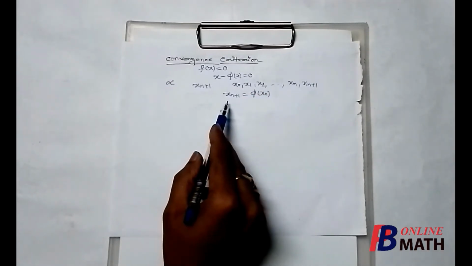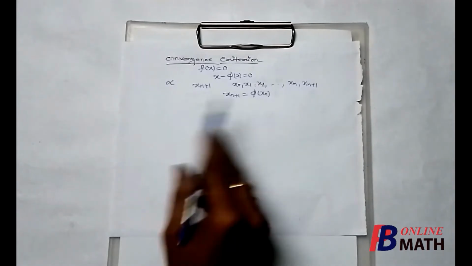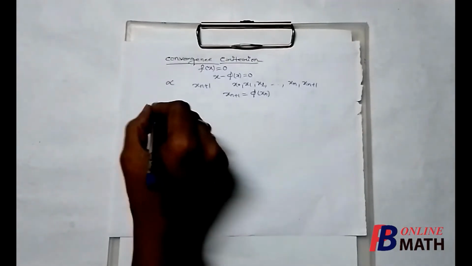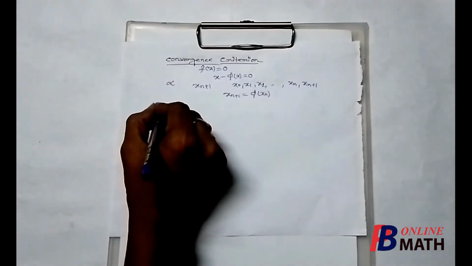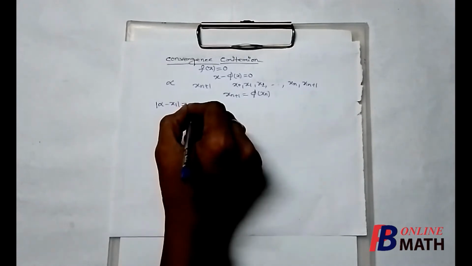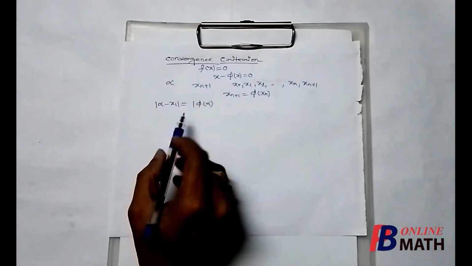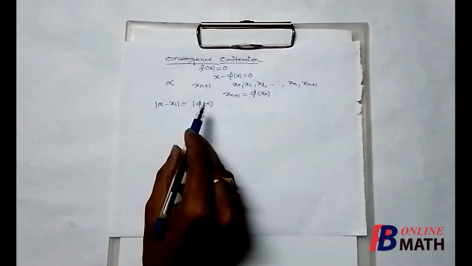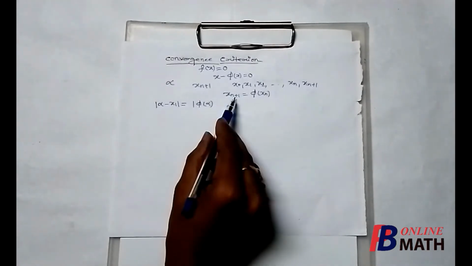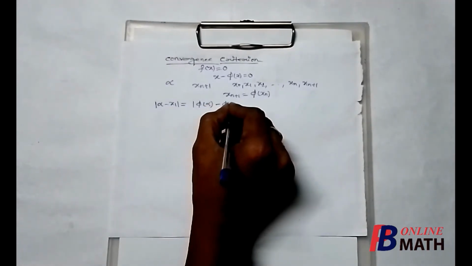This is the iteration formula for this fixed point iteration method. So we can find that alpha minus x1, now alpha equal to phi alpha, because alpha is the exact root of the equation. Now x1 will be equal to phi x0, so it is minus phi x0.